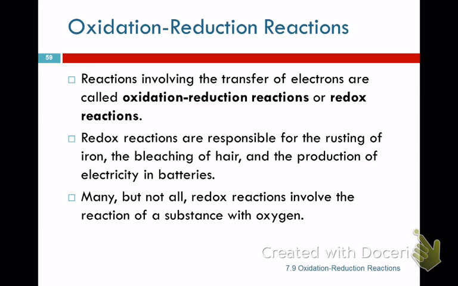It's a single replacement reaction. You can put a lot of different metals here and a lot of different acids here. Again, this is a type of redox reaction. It's a single replacement reaction that'll produce an ionic compound and hydrogen gas.